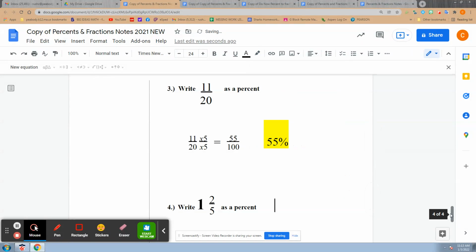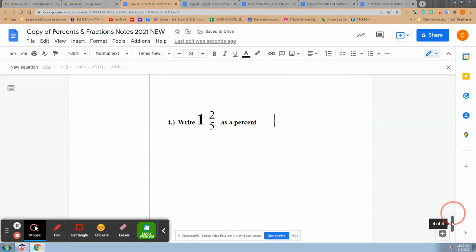All right, the last one's probably the hardest, but we'll break it down. What you have to do first is, see how it's a mixed number? It's 1 and 2/5. You have to make it improper first with the times and the plus. So that means what you have to do first is, remember, you multiply the bottom of the fraction, which is 5. 5 times 1 is 5.